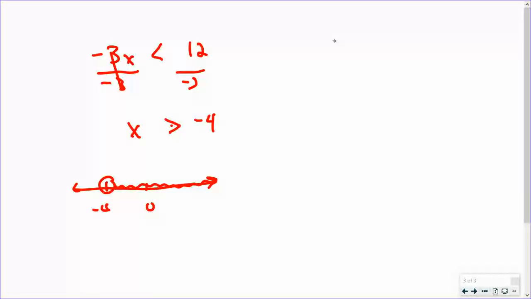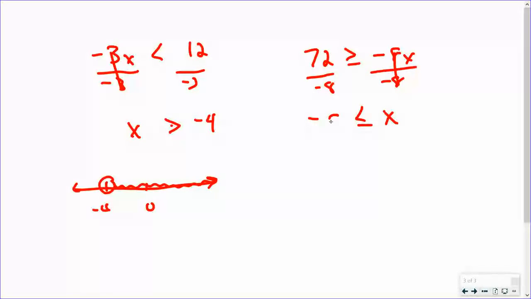What happens if I flip these around? Let's say I take 72 is greater than or equal to negative 8x. All right, well, I'm going to try to get rid of this negative 8. I do that by dividing both sides by negative 8. Because I divided both sides by a negative number, the sign flips. So I know it's going to be this way. These go away, so this is x. 8 will go into 72 9 times, but it's a negative 9.